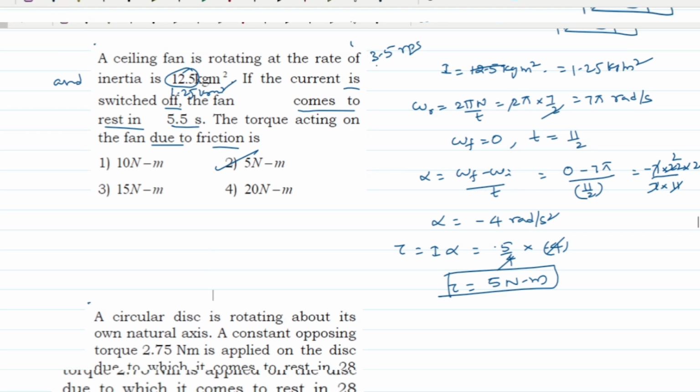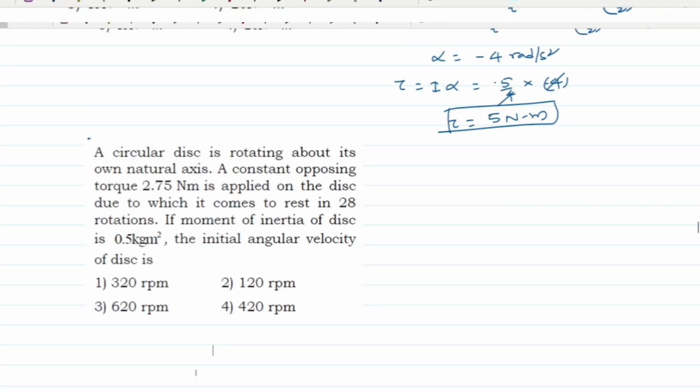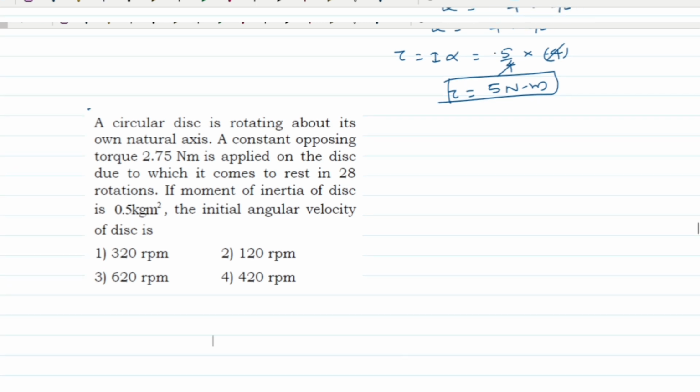Let us take the next question. The next question says a circular disc is rotating about its natural axis, and a constant opposing torque of 2.75 Newton meter is applied on the disc, due to which it comes to rest in 28 rotations. If the moment of inertia of the disc is 0.5 kg meter square, they are asking for the initial angular velocity of the disc.